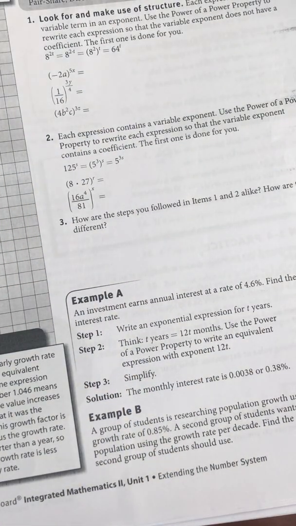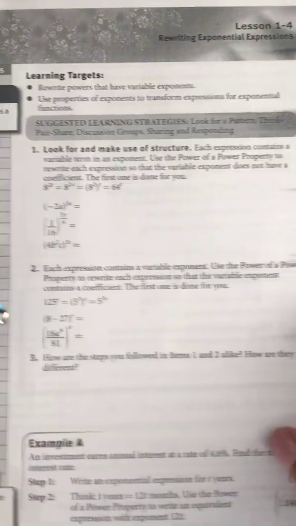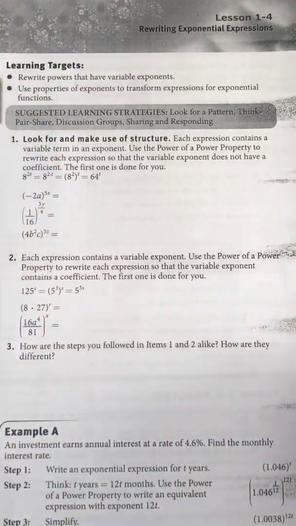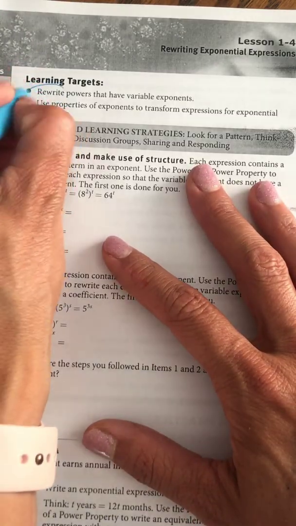So the next half is 1.4, starting on page 14. Okay, so 1.4, we are going to rewrite.